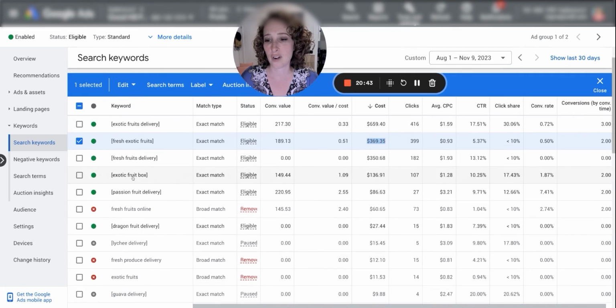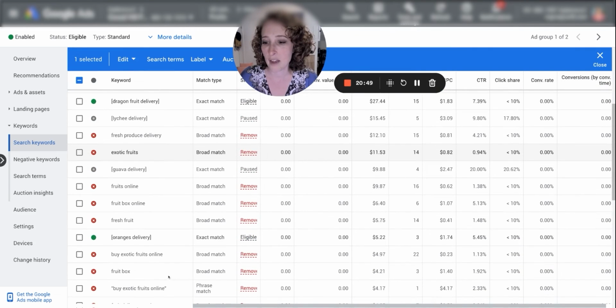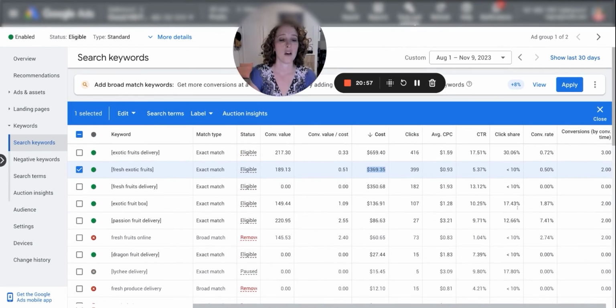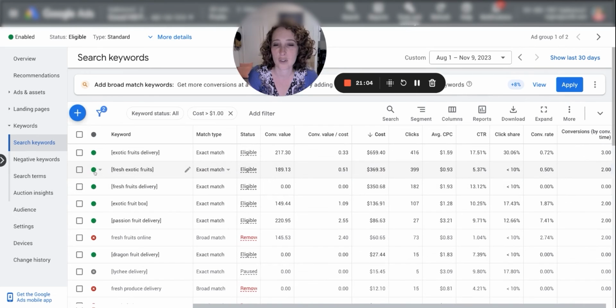I love the word delivery. I'm not sure how I feel about the word box. It does indicate someone's looking for a product though, so I'll leave it for now, but it's not very specific. If someone's looking for a specific type of fruit, that's always going to be a higher conversion rate. But it's also going to be probably more expensive. So we'll have to see how it does after pausing this keyword. I want to do just one thing at a time. So we'll do this for a week or two, see if the ROAS starts trending upward in this campaign, and then we'll do this again.